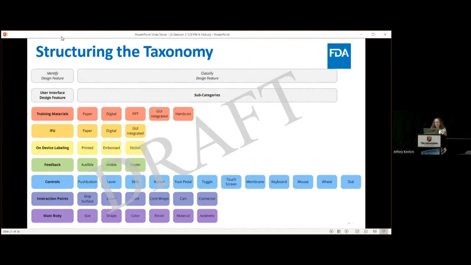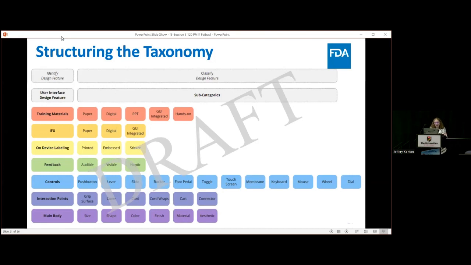And they started breaking down all of the different considerations, sources of information, things that the user actually has to think about and either receives in a sensory way from what the device is telling them, or things they have to do to the device. So they looked at different ways training materials are provided. They looked at different ways that instructions for use can be provided to the patient. They looked at on-device labeling, audible, visual, and haptic feedback.